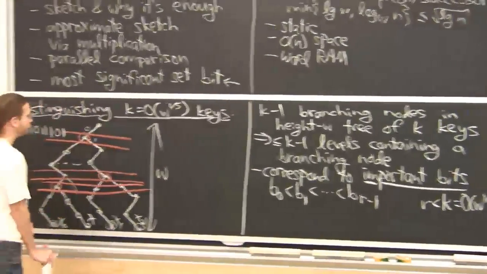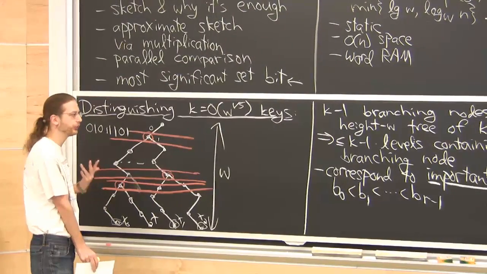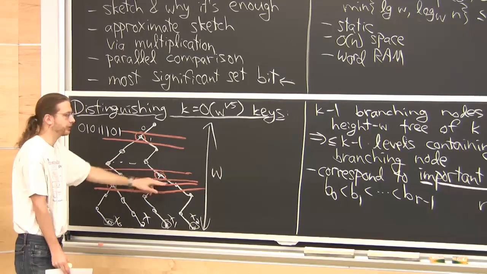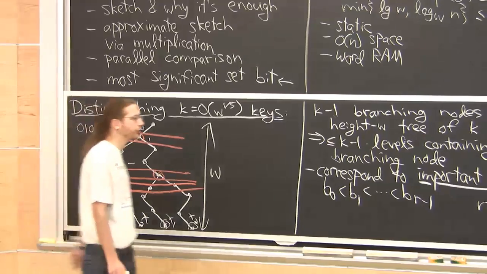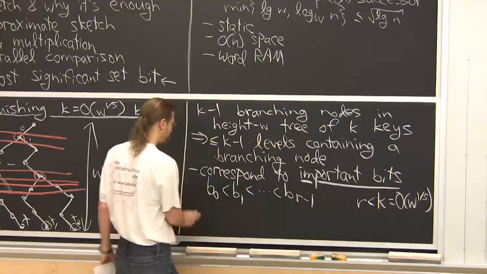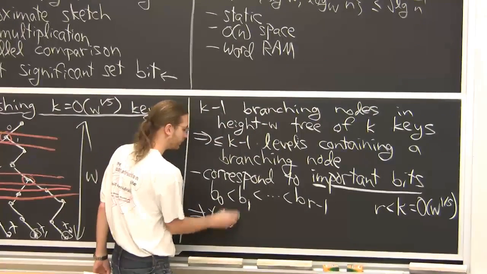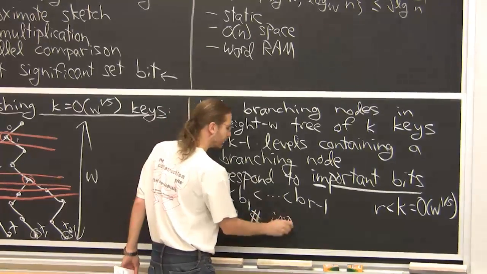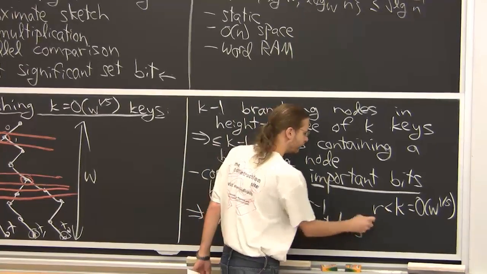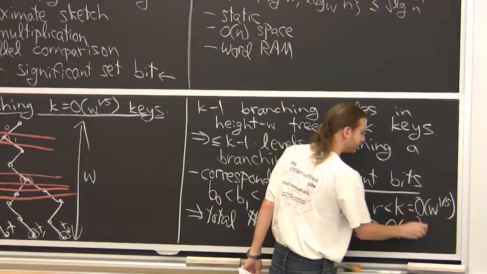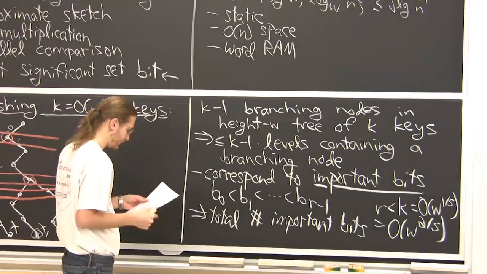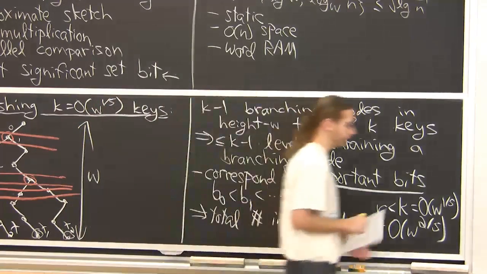So the idea is don't store all w bits for all the keys. I mean, you have to store them, but don't look at them. Just look at these important bits for the keys. And then life is good because there's only w to the 1/5 bits per key. There's only w to the 1/5 keys. And so the total number of important bits among all k keys is small. It's only w to the 2/5, which is less than w. So it fits in a single word, and we can look at this in constant time. So that seems like a good thing.